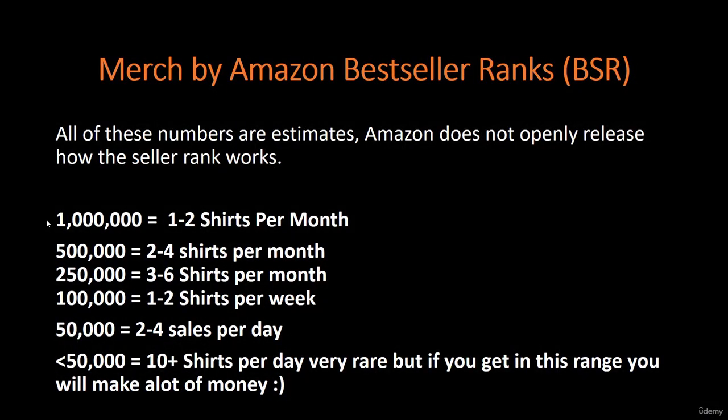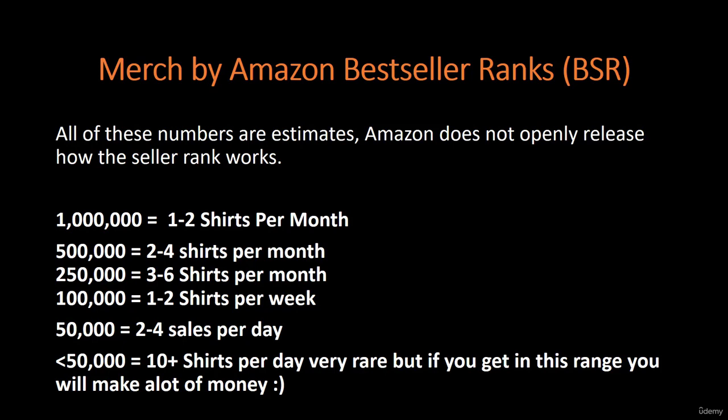So product rank 1 million is selling 1 to 2 t-shirts per month. And product rank 250,000 is selling 3 to 6 t-shirts per month. And if you see any t-shirt with product rank around 50,000, then this particular t-shirt is making 2 to 4 sales per day. And under 50,000 product rank is selling 10 plus shirts per day. But they are very rare, but if you get in this range, you will make a lot of money.